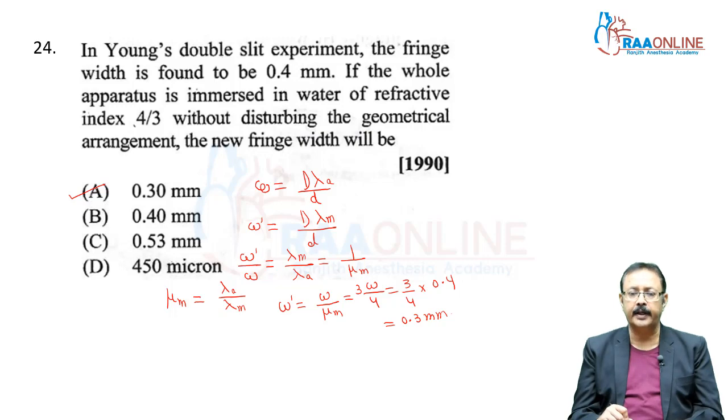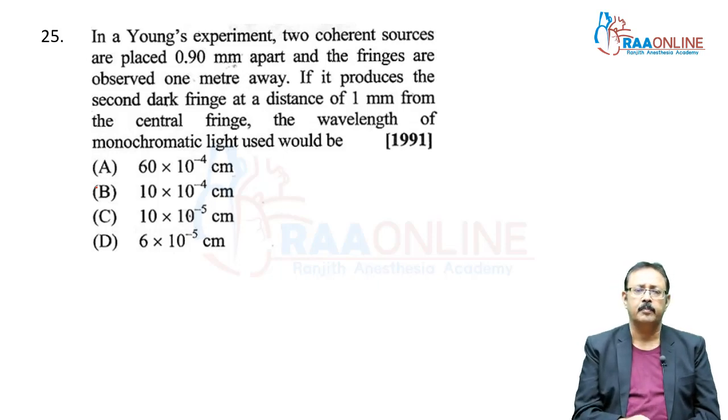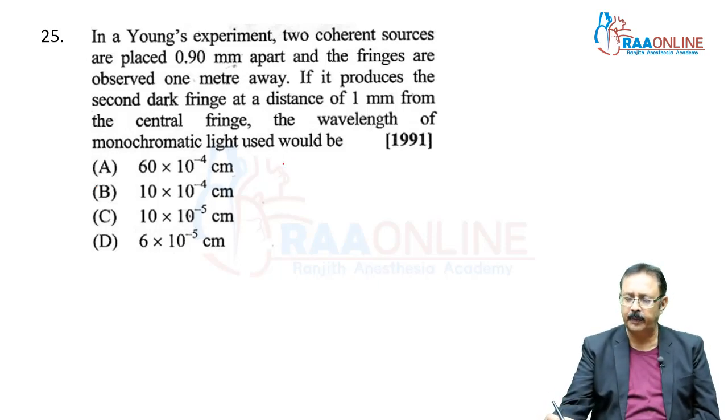It was from 1990 AIPMT. Next, it is again from 1991 AIPMT. In a Young's experiment, two coherent sources are placed 0.90 mm apart, meaning small d is given.